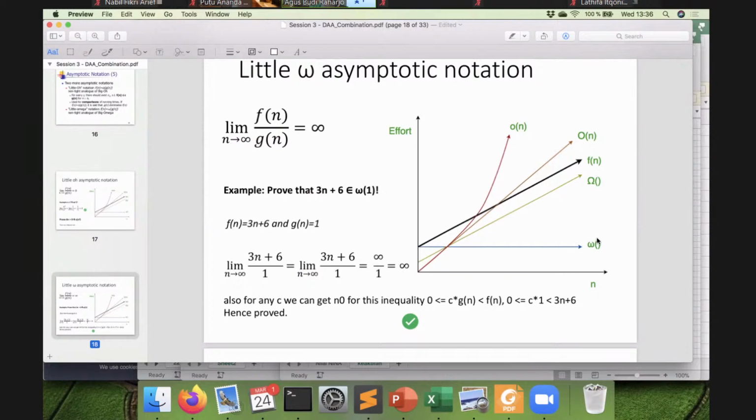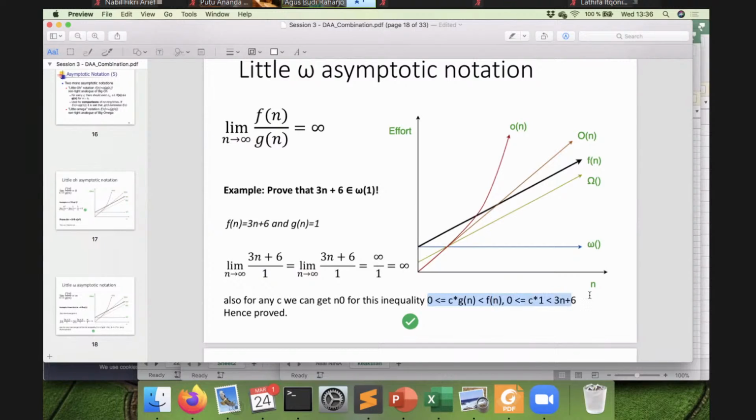Let's say over here this one. We can see over here that 3n plus 6 is f(n), and g(n) is equal to 1. So we apply f(n) over g(n), and over here we apply infinity. Then infinity divided by 1 is equal to infinity. So that's the justification. Also, for any c, any constant, we can get n0 for this inequality.